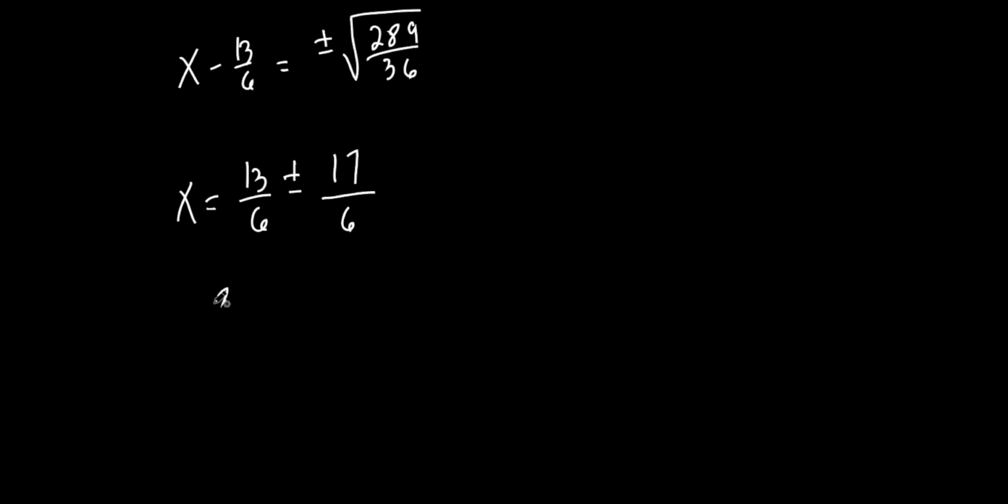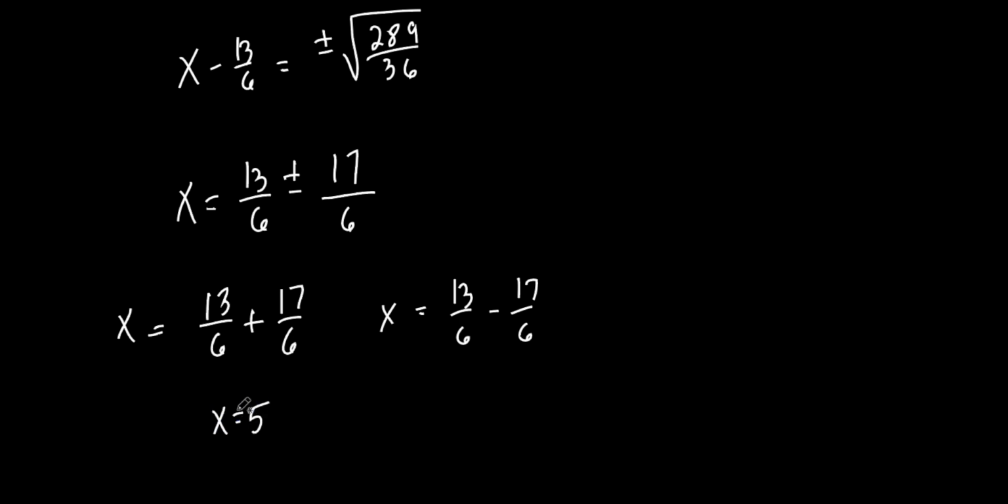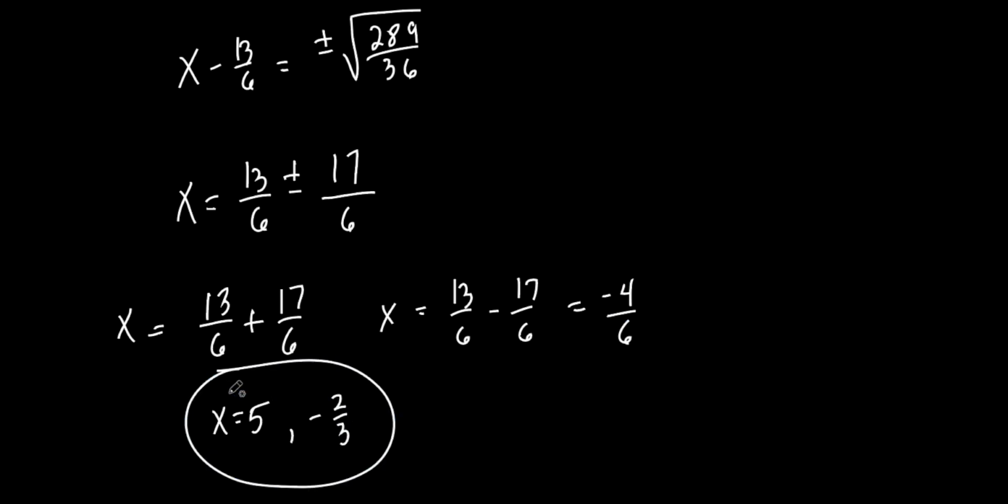So what do we got? I got 13 over 6 plus 17 over 6. And I also have, what? 13 over 6 minus 17 over 6. 13 plus 17 is 30 over 6. It's 5. So that's one answer. What's this? 13 minus 17, negative 4 over 6. Reduce it. x is negative 2/3. And that is your answer.